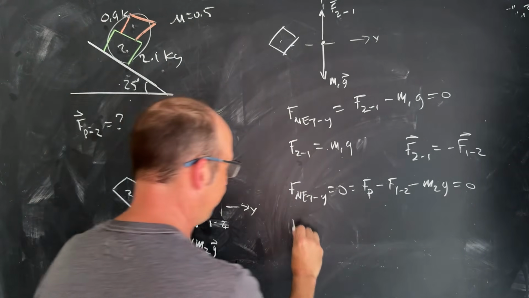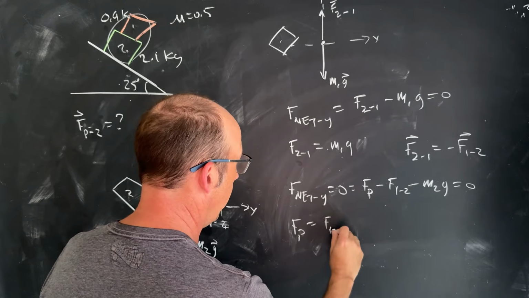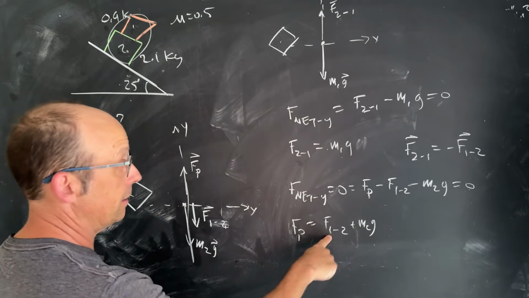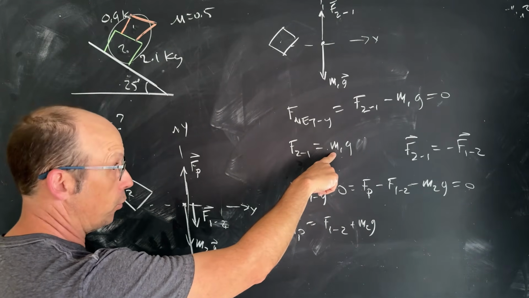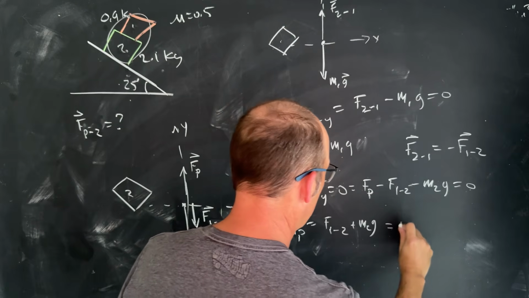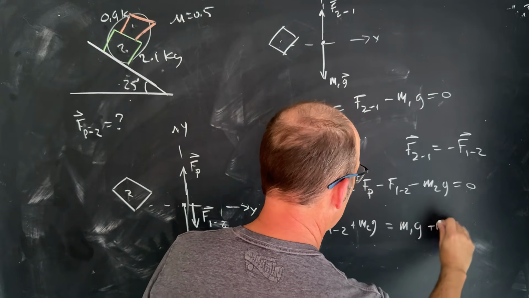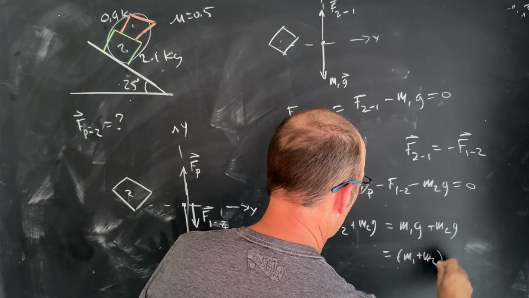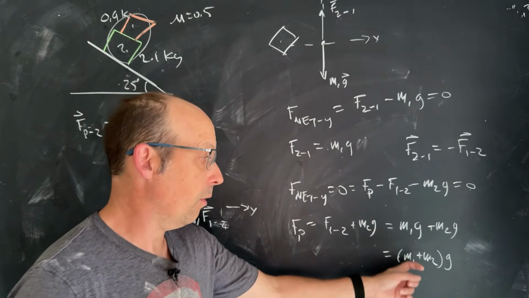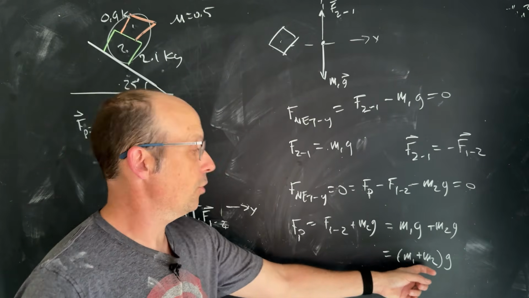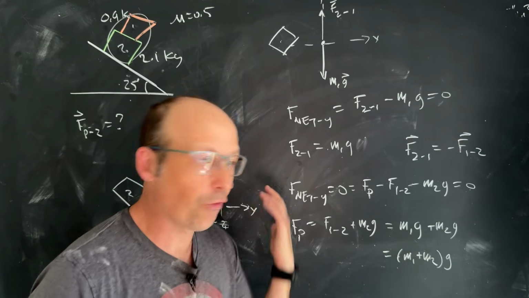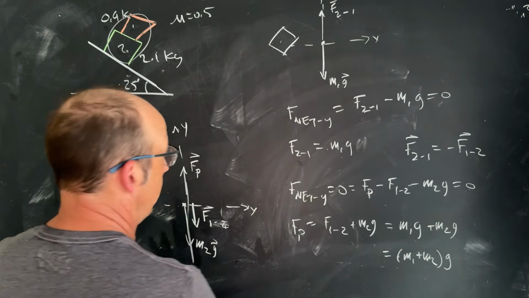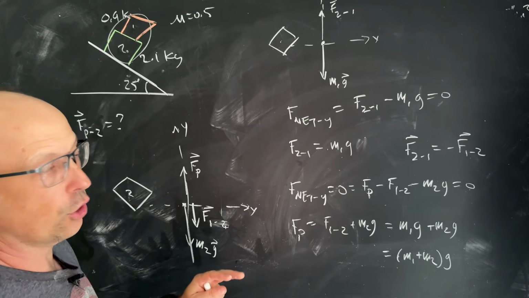And I want to solve for that. Fp is F1 2 plus m2g. Now remember, this is equal to that in magnitude where I took into account the direction. So it's going to be equal to m1g plus m2g. That's m1 plus m2 times g. Well, m1 was 0.9, m2 was 2.1, so that's 3, and we're right back to where we were. We got the exact same answer. That's cool. Okay, those are the 2 most logical ways to solve the problem.